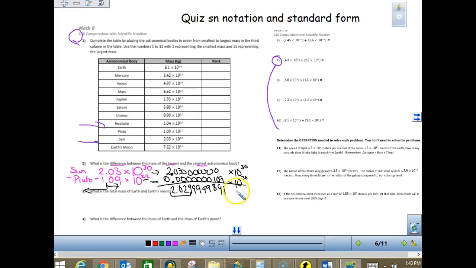So if I'm taking their masses, this is times 10 to the 30th. This answer is approximately the same as just the mass of the sun, right? If I subtract something that is so small and I'm rounding to 2 decimal places, it is still about 2.03 times 10 to the 30th, okay?